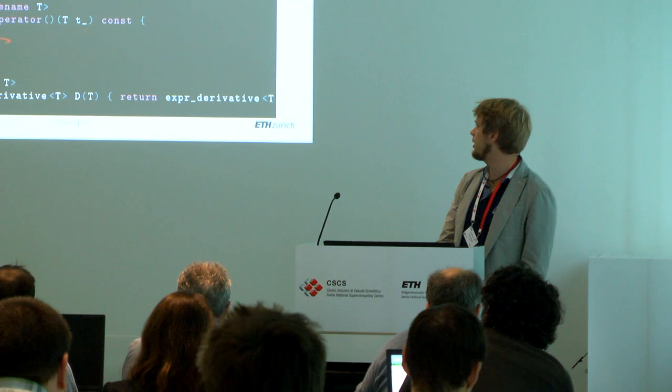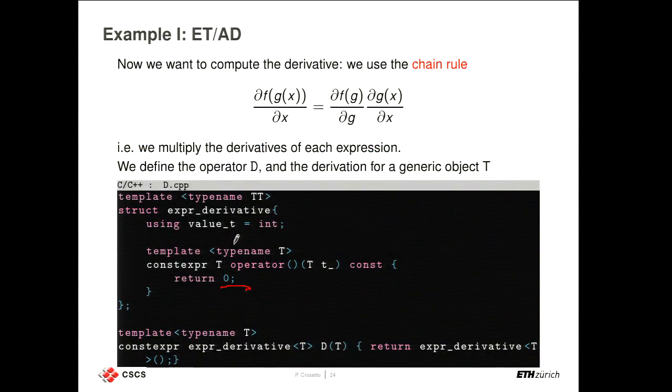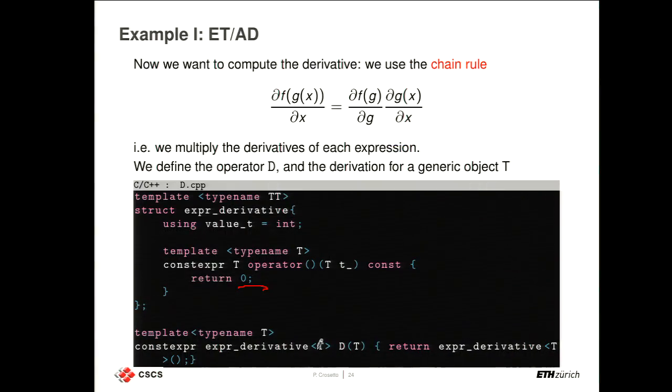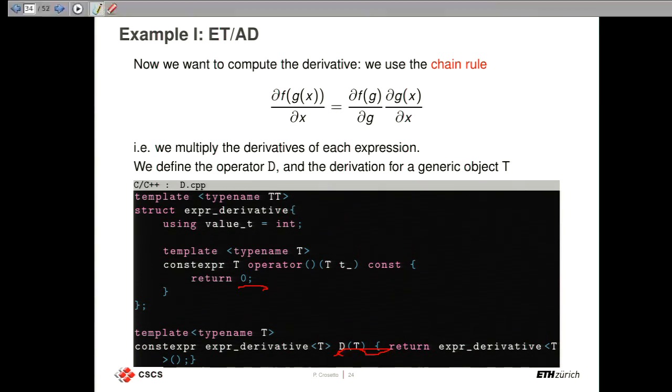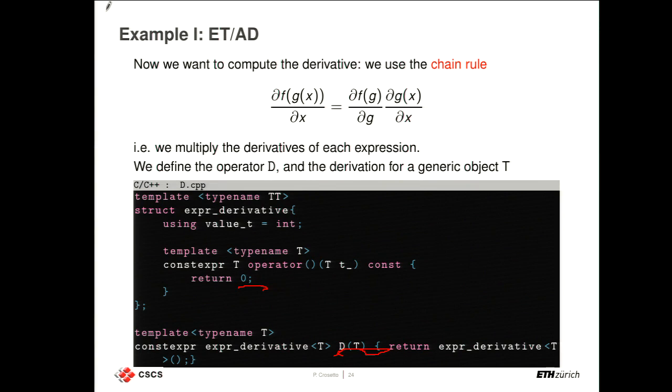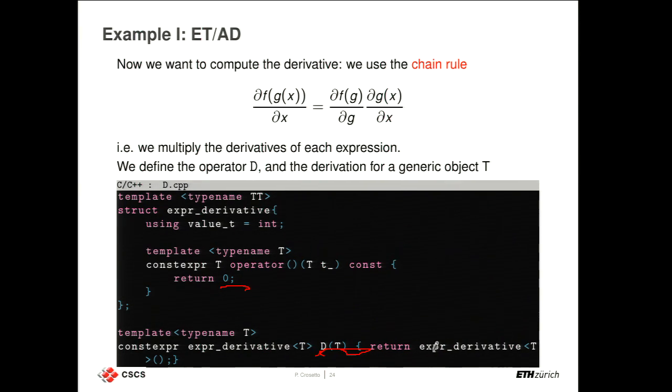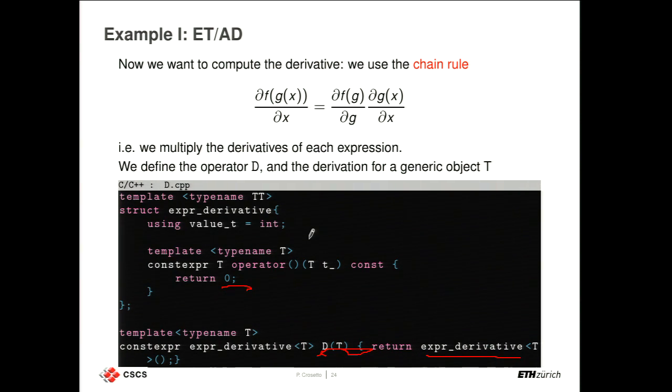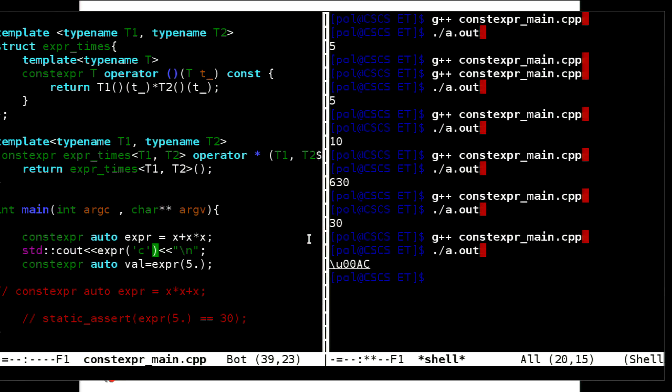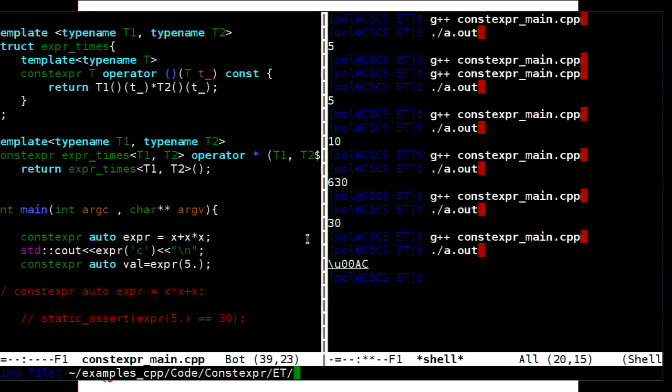So we define expression derivative. This is the primary template, which returns 0. We create this operator d, which takes a generic argument and returns this expression, which is the x derivative of t. Then we will have to specialize for all the other cases. So now let's add this in d.cpp.